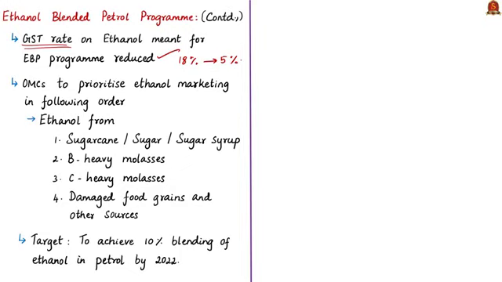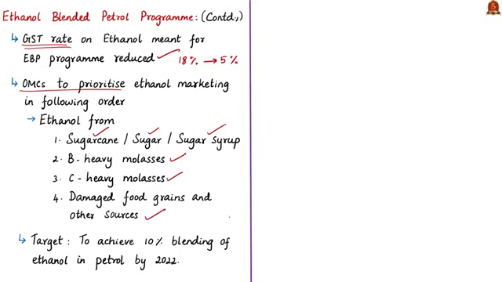And in a measure to promote the production of ethanol and to serve as a boost to the agricultural sector, the government has advised the oil marketing companies to prioritize ethanol marketing in order to favor the agricultural sector, particularly the sugarcane producers. Now, in the production of ethanol, the first priority is given to ethanol that is produced from sugarcane or sugar syrup. Then comes ethanol from B heavy molasses, and thirdly from C heavy molasses, and finally the ethanol produced from damaged food grains and other sources.